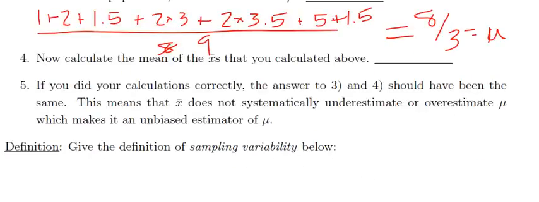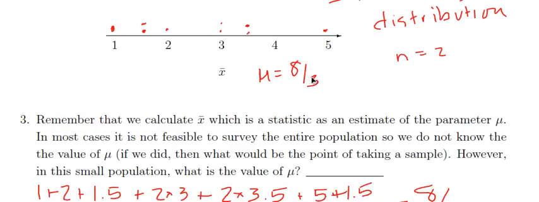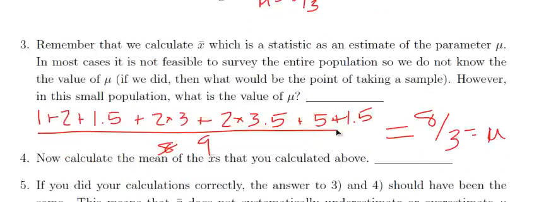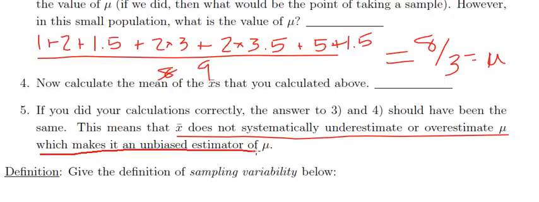Okay, so what this shows is that x bar is an unbiased estimate of mu. On average, x bar was equal to mu. And so that means that x bar, though sometimes it's higher, sometimes it's lower, doesn't systematically under or overestimate mu. So we say it's an unbiased estimate.